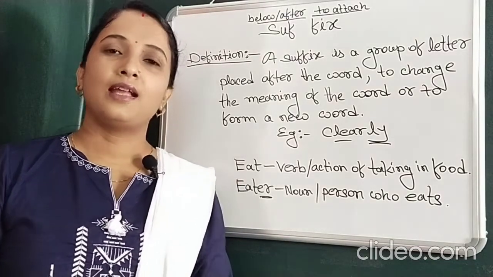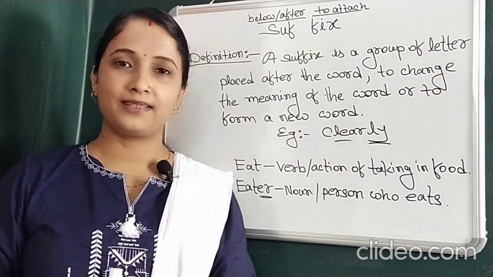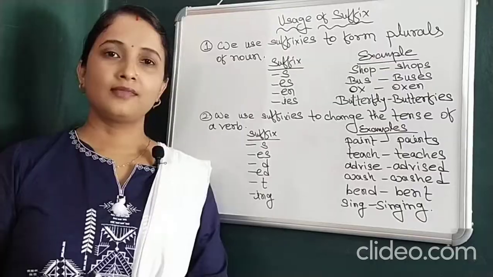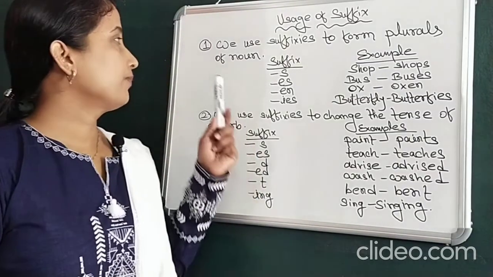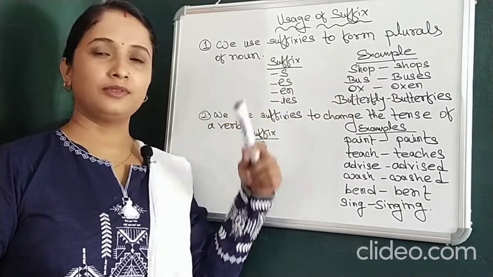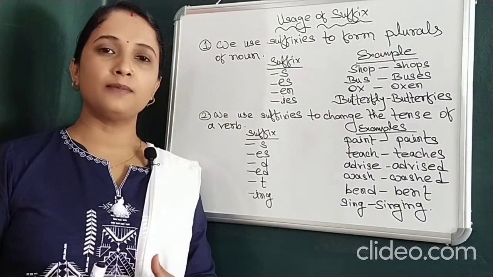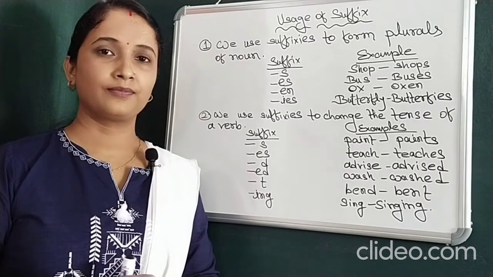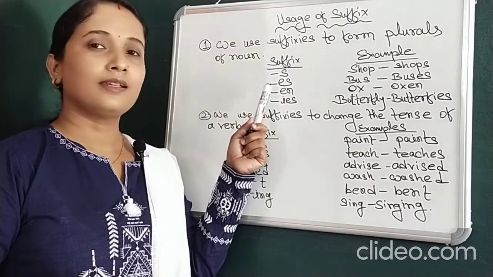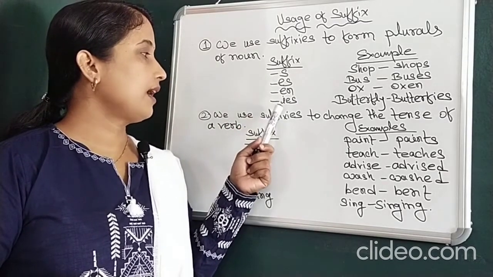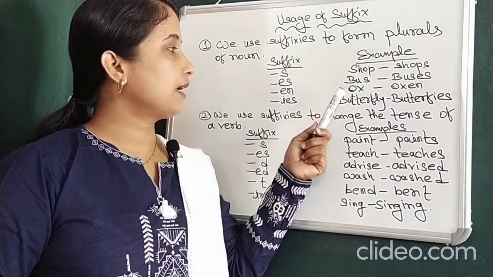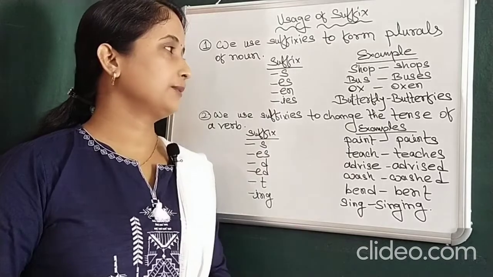Okay. Now let's see some uses of suffix. The first use is we use suffixes to form plurals of nouns. Let's see an example. Some common suffixes are s, es, en and ies. Some words are shop, bus, ox, butterfly.